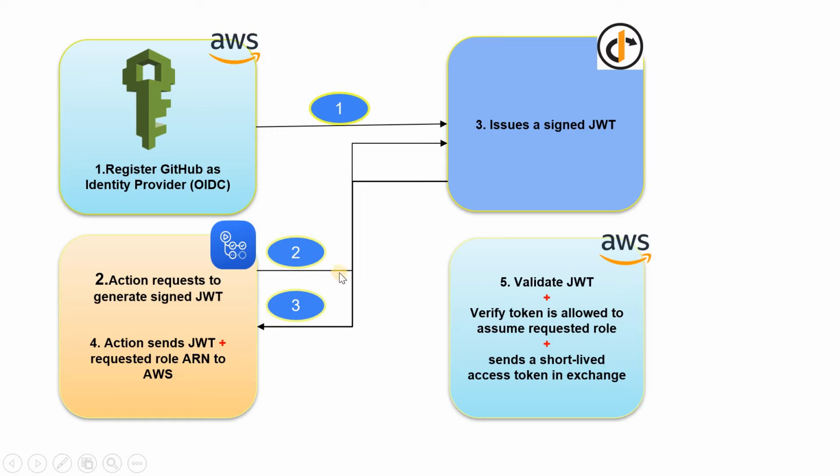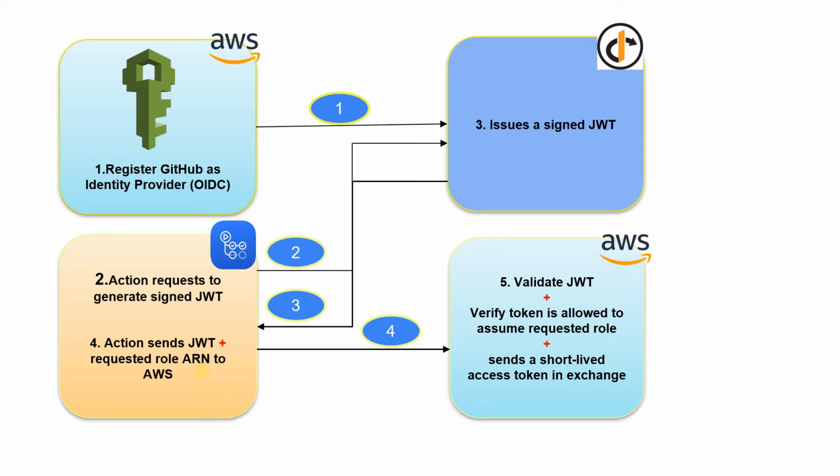Okay, so basically you just follow the numbers. In the first step, we are done with the registration. In the second step, the GitHub Action requests a JWT token, and in the third step, the JWT token is signed and returned back to the GitHub Actions. Okay, now let's see what happens in the fourth step. In step 4, the action sends the JWT token plus the requested role ARN to AWS. That is where the usability of the IAM role ARN comes into the picture in the GitHub Actions.